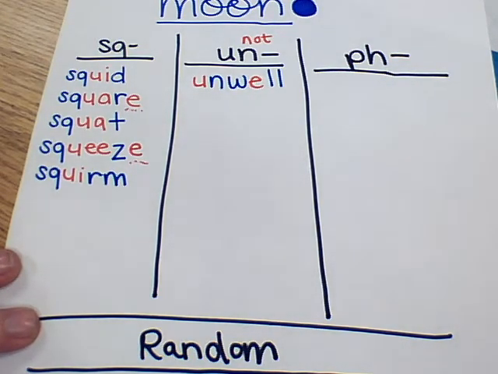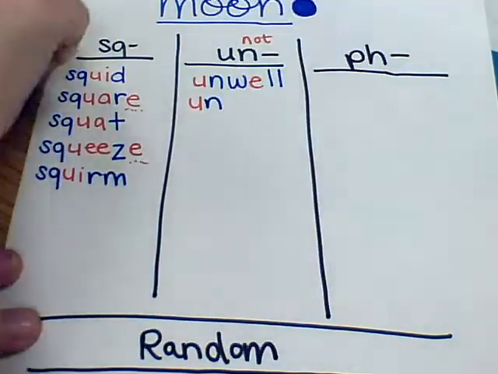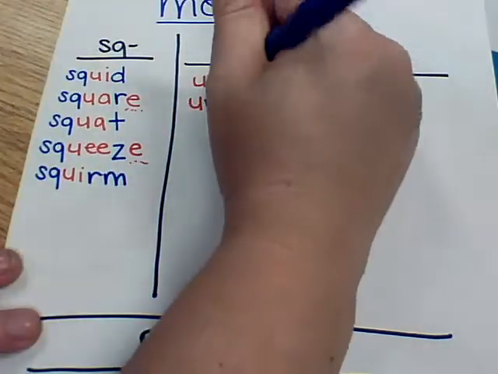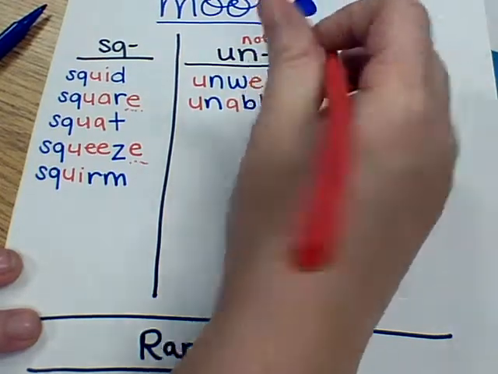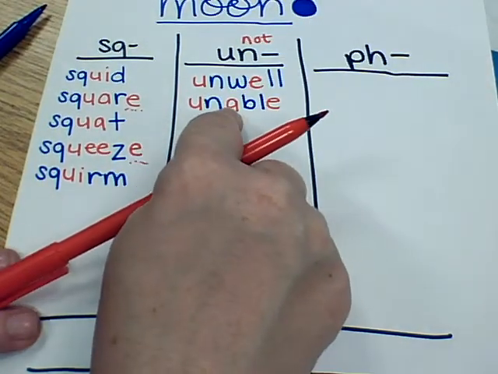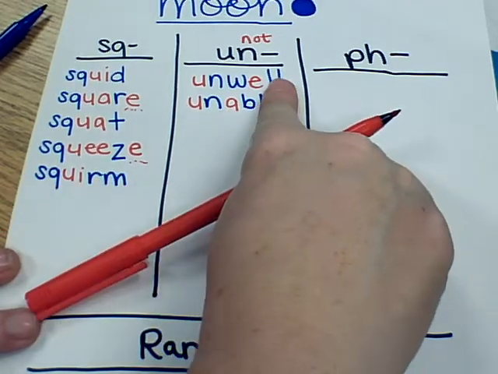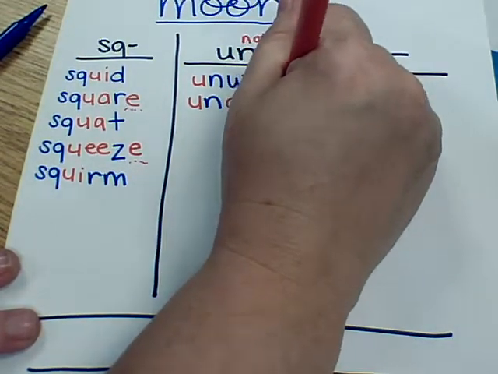The next word is unable. So that means not able. U, N, and then able. A, B, L, E. Able. A, B, L. But we can't do no E. That silent E right here is important.